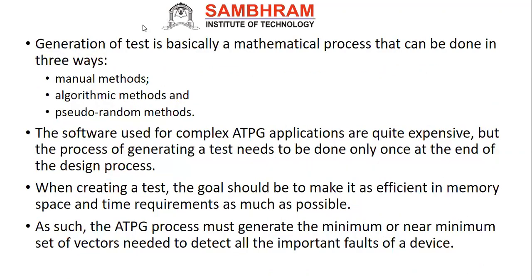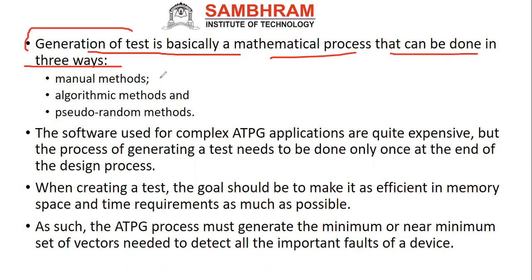The generation of tests is basically a mathematical process, and it can be done in 3 ways. The first way is the manual method. The second is using a certain algorithm to generate them. The third one is the pseudo random method, where we can randomly generate the test vectors.